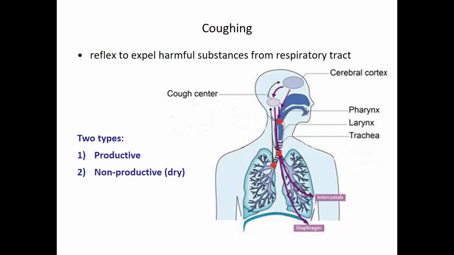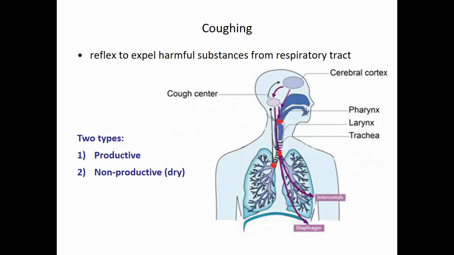And the medulla then sends nerve impulses out to all of our expiratory muscles, so our diaphragm and intercostal muscles, as well as to muscles that line the larynx, our trachea, and our bronchi. And it can cause all those muscles to contract, and this can create a big forceful push of air to expel whatever it is that's irritating the lining of our respiratory tract. So that's what a cough is.